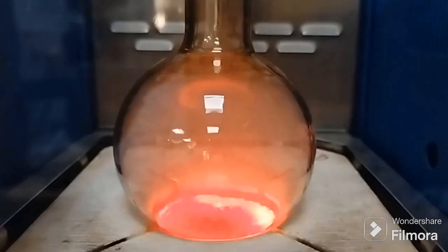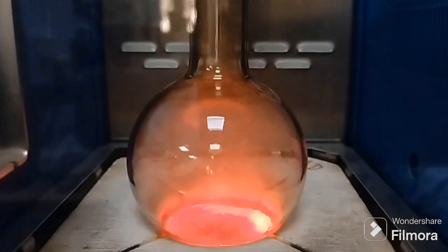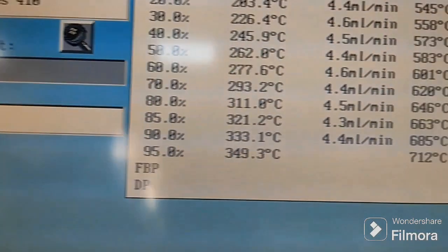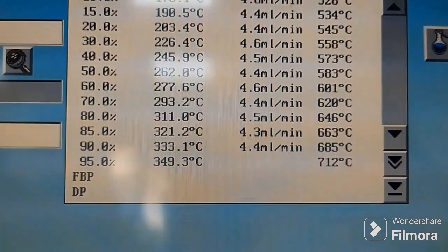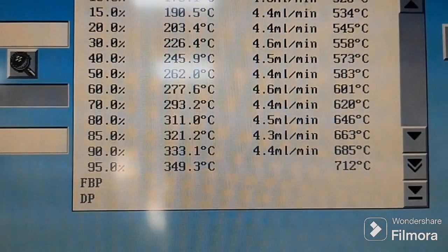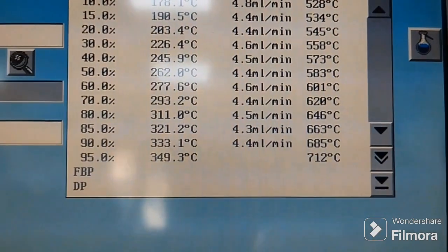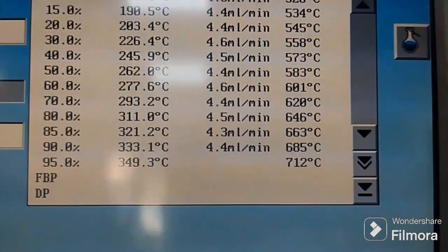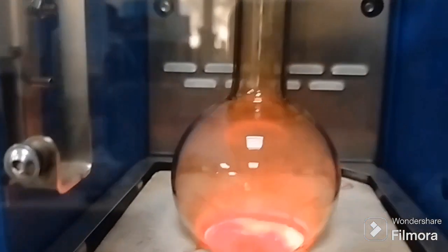Trying to show you. You can see that whitish vapor is being formed inside the distillation flask. And now 95% of the sample has been recovered in the cylindrical flask at 349.3 degrees Celsius, and the heater temperature when 95% of the liquid has been recovered is 712 degrees Celsius, as you saw on the display right now.